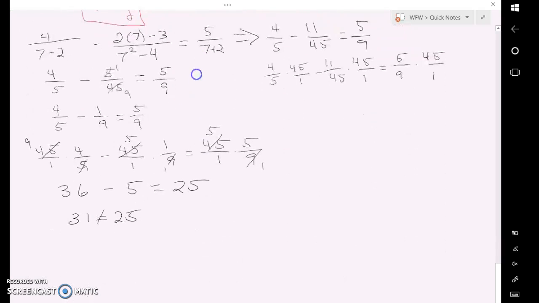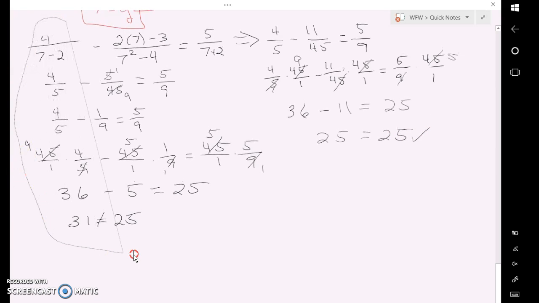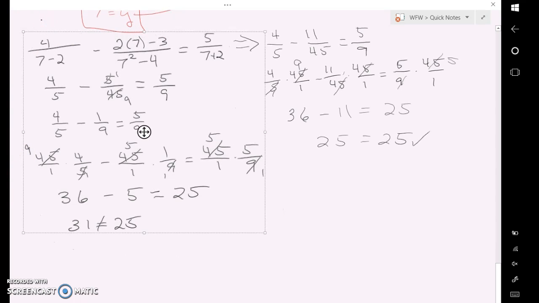Okay, and then we cancel. 5 goes into 5 once and into 45 9 times, so 9 times 4 is 36. The 45's cancel here, and 9 goes into 45 5 times, and we get 25 equals 25, and that checks. So let's go ahead and get rid of all of this because it was an error.